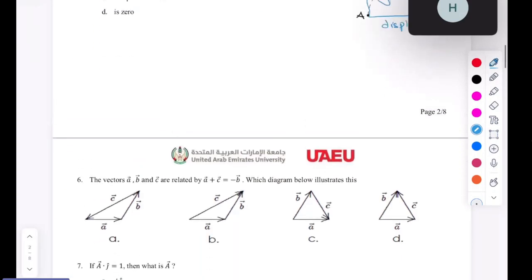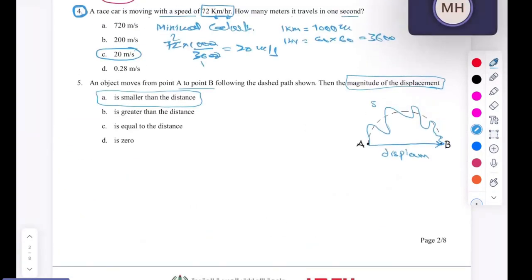Doctor, what if the distance is the same as the displacement? Then it has to move along the same path. Oh, okay, yes, I understood. It means they are moving on the same path.